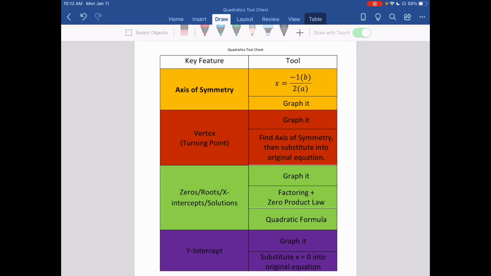Today we're going to learn about our final tool that can be used to help us find our zeros, roots, x-intercepts, or solutions. We've already learned how to find them by graphing, how to factor and use the zero product law, and today we're going to learn how and when to apply the quadratic formula.